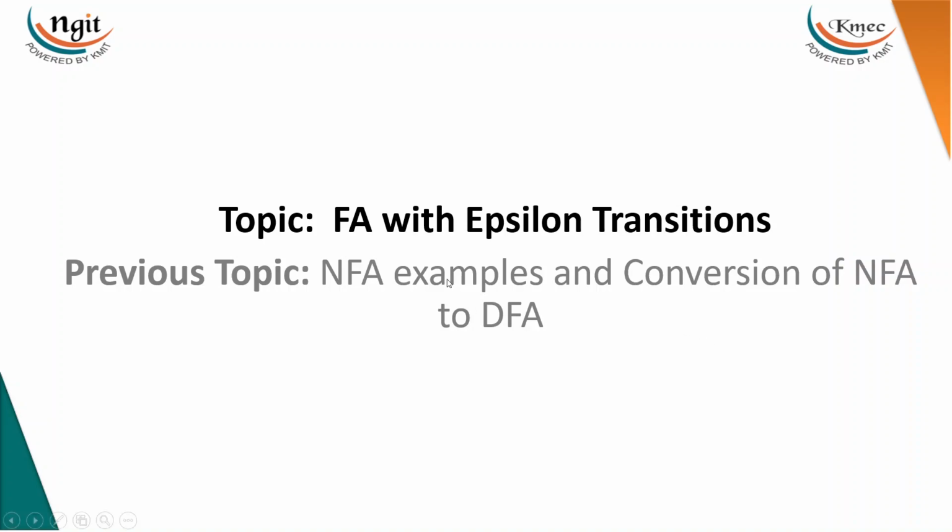Hello students, in this video we'll discuss finite automata with epsilon transitions, or simply NFA with epsilon transitions. In the last class we discussed NFA examples and how to convert an NFA to DFA, with the subset construction and also with the shortcut method, which constructs directly without the useless symbols, right?